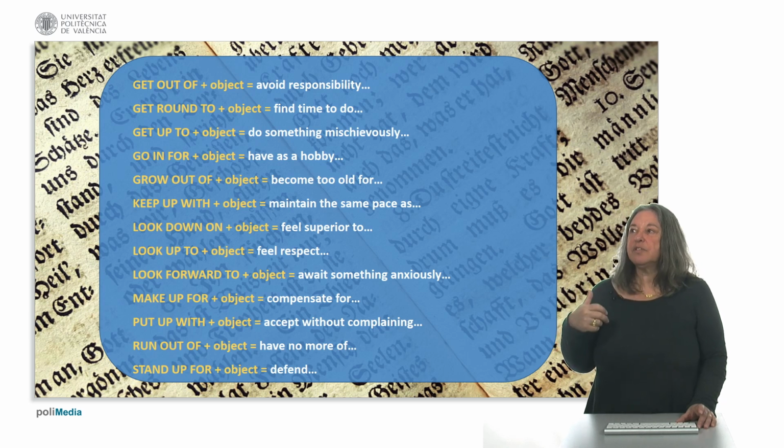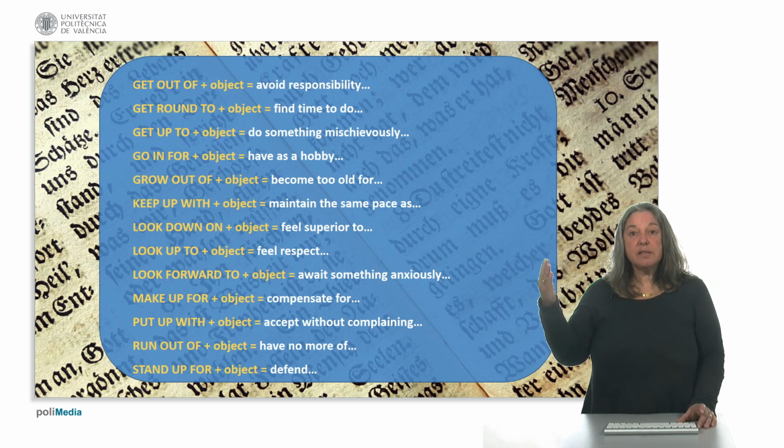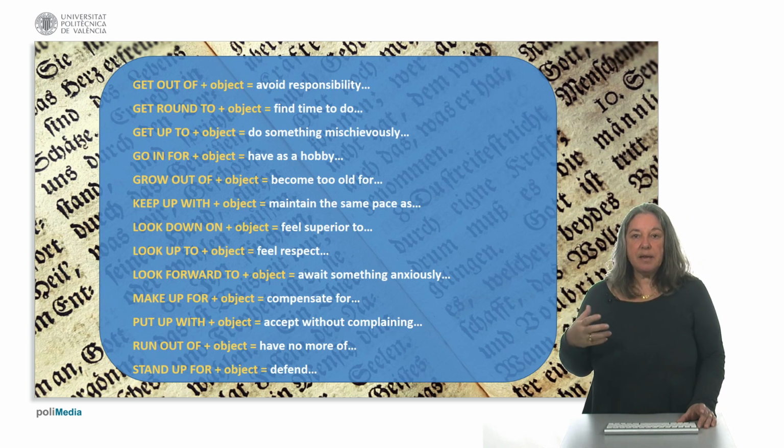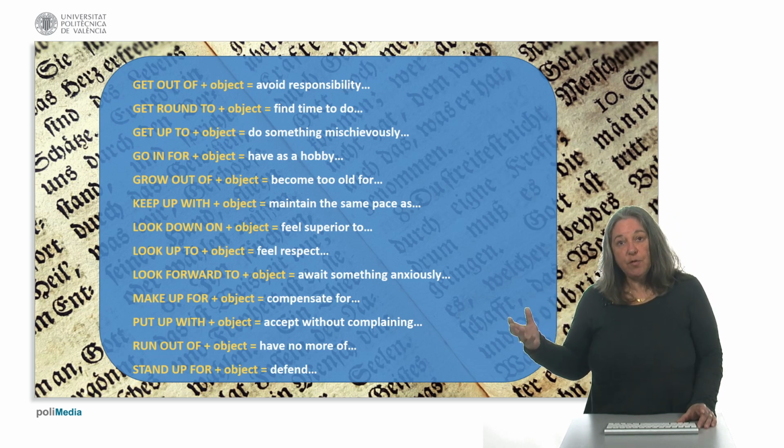To grow out of something is to become too old for that thing. To keep up with something or somebody, to maintain the same pace. To look down on somebody, to feel superior to that person. To look up to somebody, to feel respect for that person. To look forward to, to await something impatiently, anxiously. To make up for something that you've done, for example, means to compensate for.